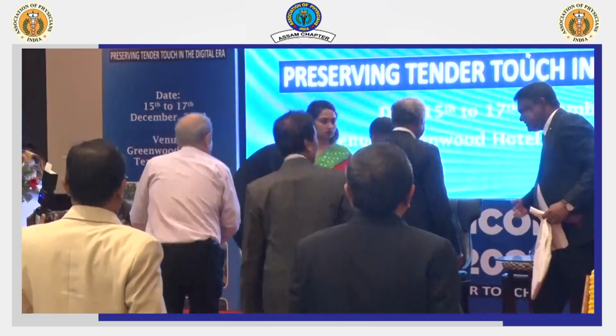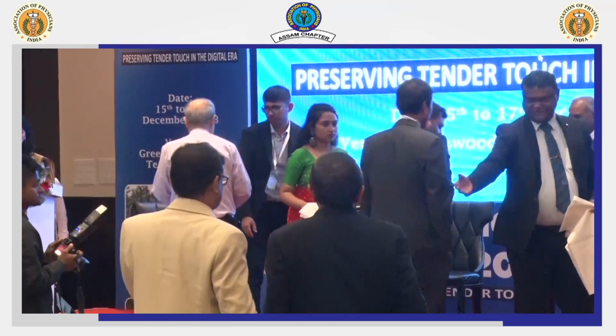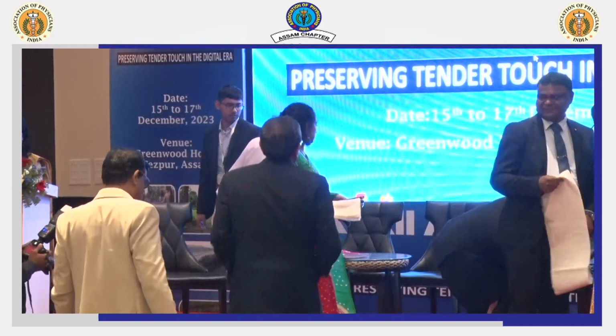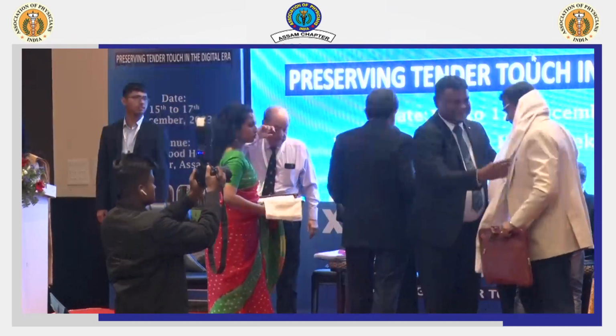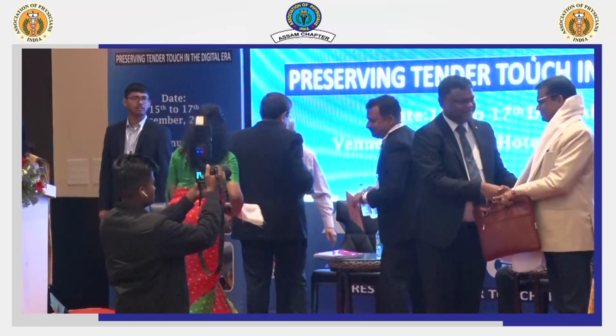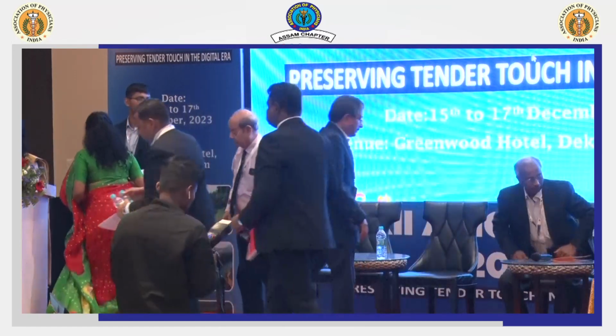To moderate the session, we have none other than Dr. Deepak Sharma sir, and we have Dr. Kalita sir, Dr. DJ Datta sir, Dr. Nitya Gogoi sir, and Dr. Uttam Nath sir as the panelists for this discussion.